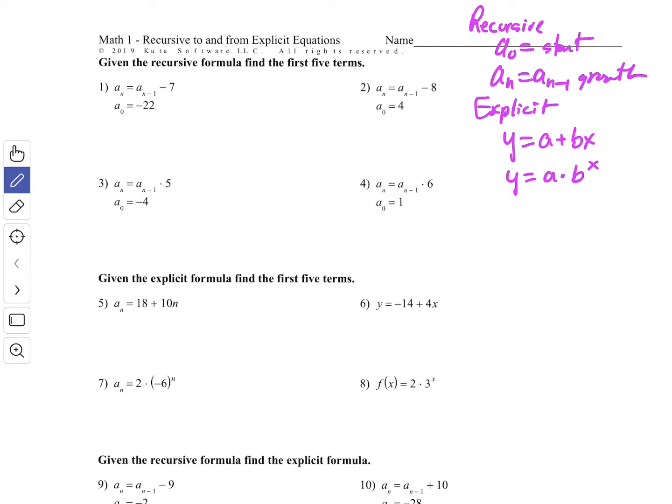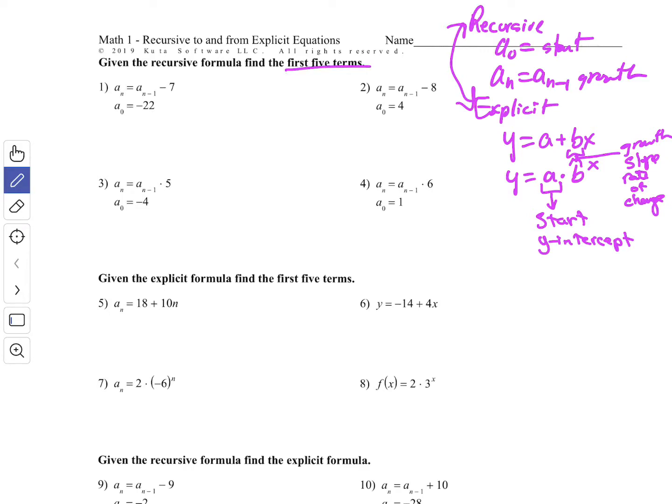First of all, use them to, can we make a pattern out of this? And then can we go from recursive to explicit and back? So if I give you one, can you find the other? Okay, so that's kind of the idea here. Now remember, for explicit, the a is our start. We often call it our y-intercept once we start getting to explicit. Our b is our growth, often called the slope, rate of change, growth factor, all that stuff.